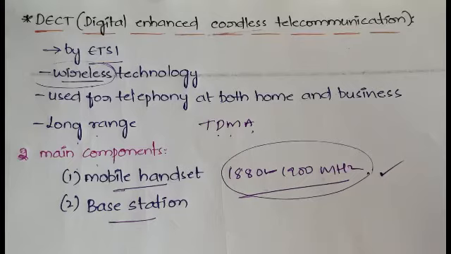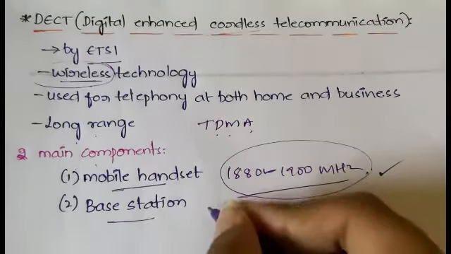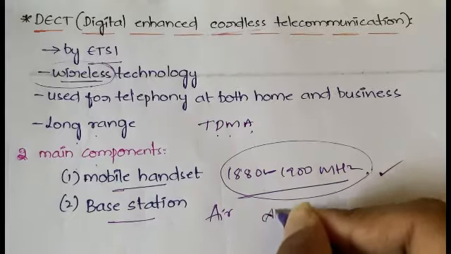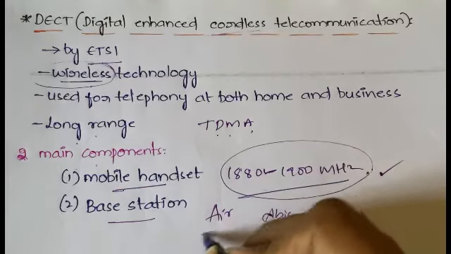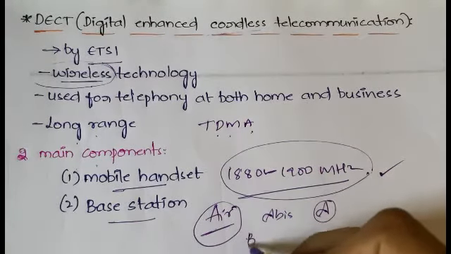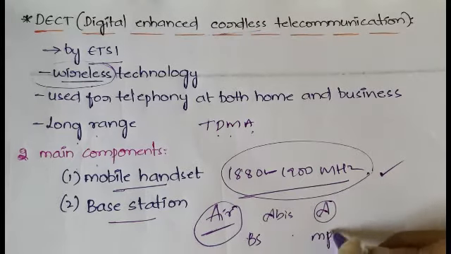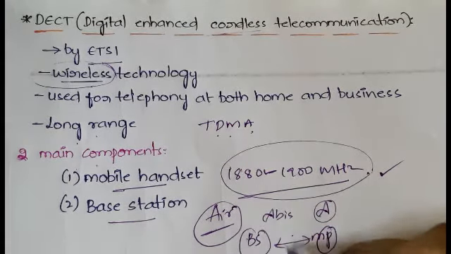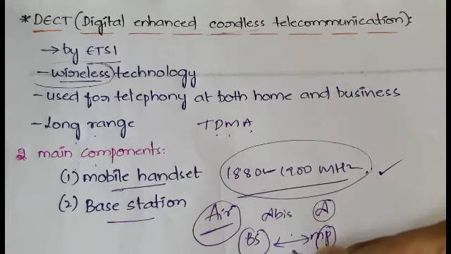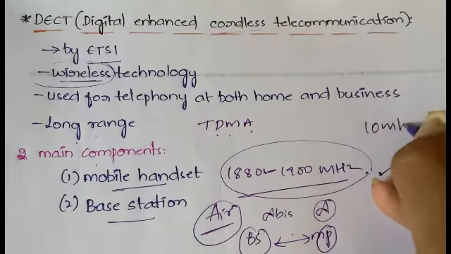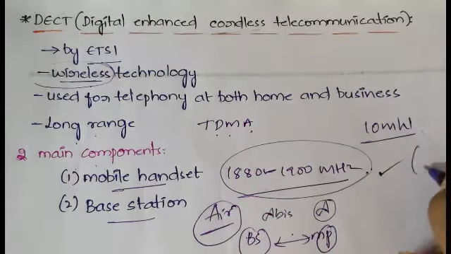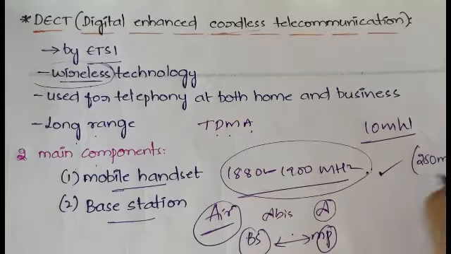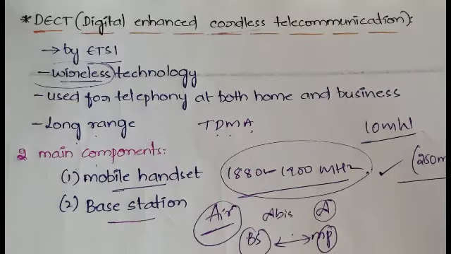The interface used in DECT is the air interface. You have so many interfaces, right? Here DECT uses the air interface between the base station and the mobile phone. The average power required for DECT is 10 mW, and maximum it can consume up to 250 mW. So this is all about DECT.